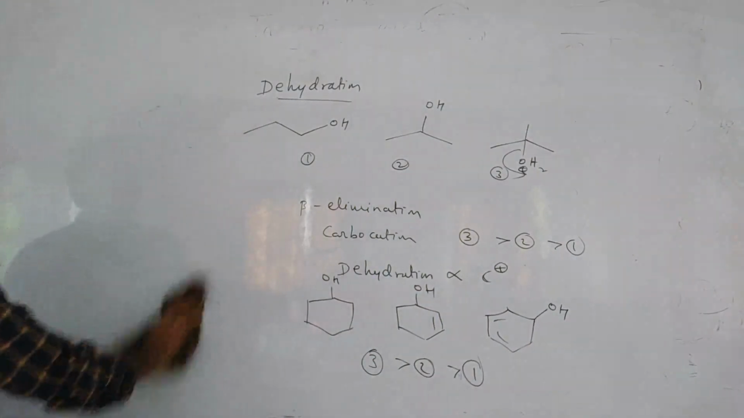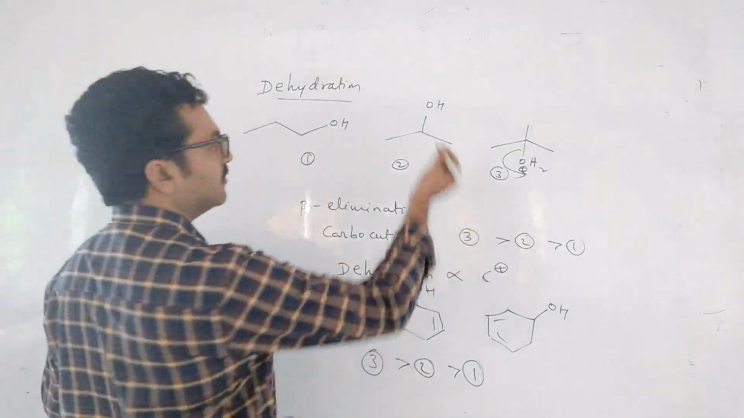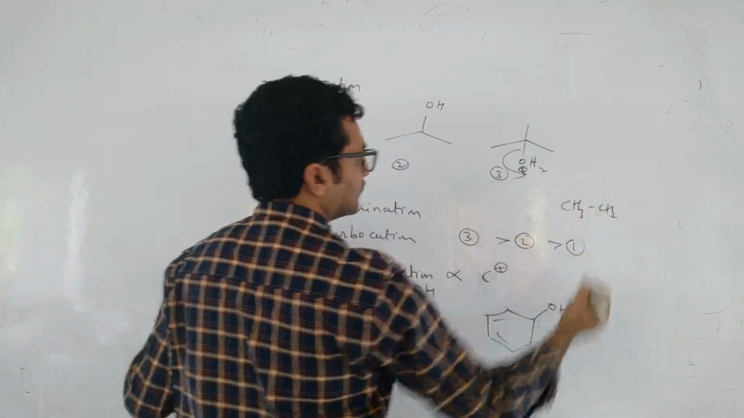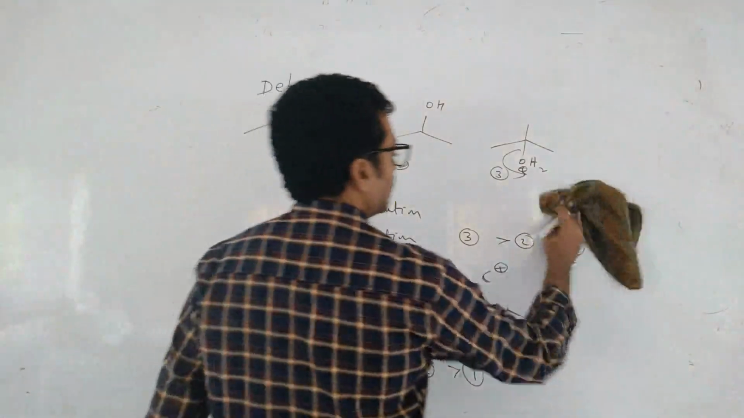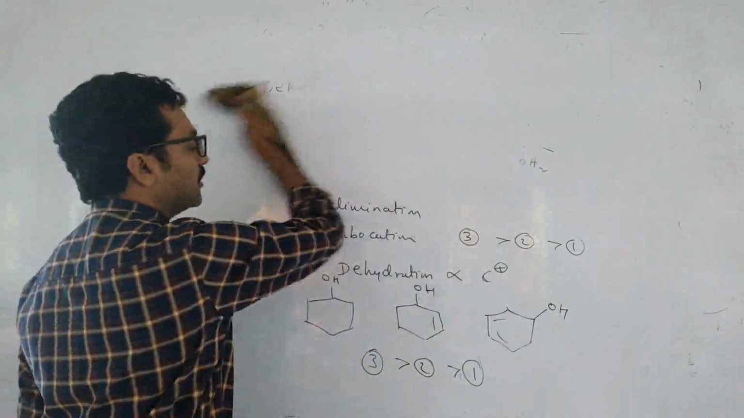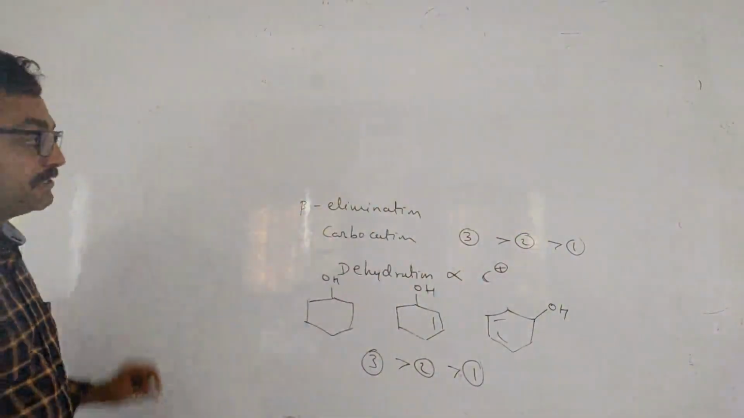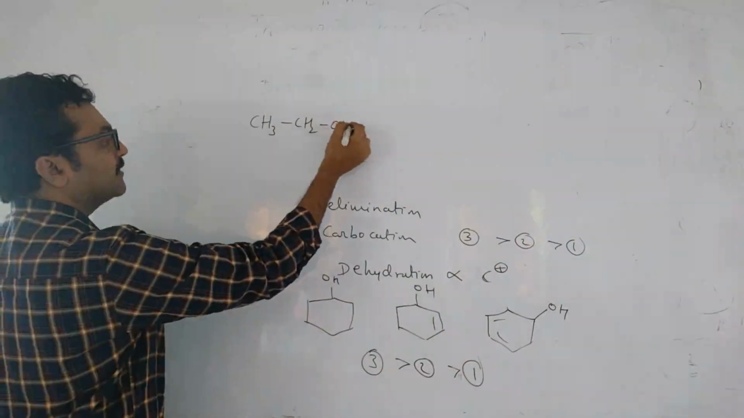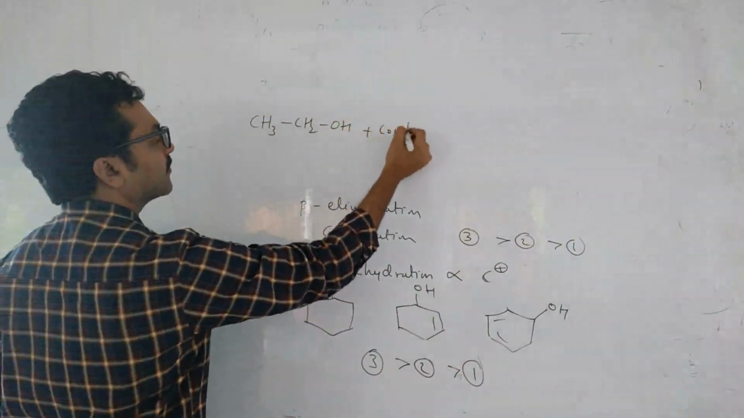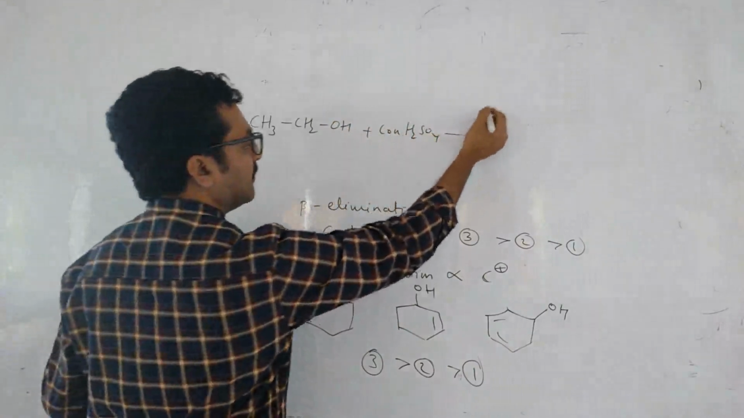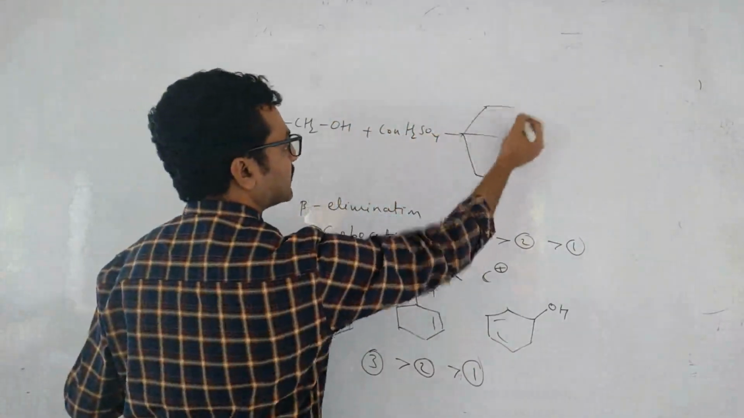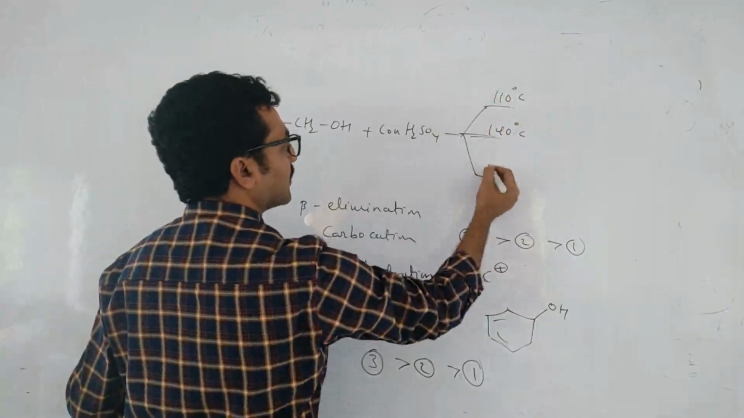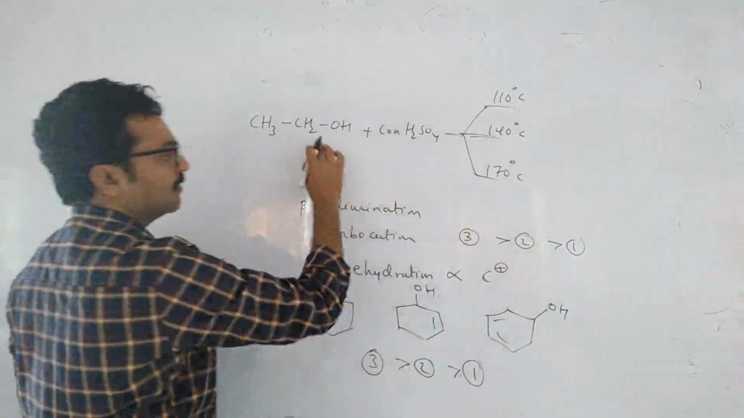Okay. And one more point I already told you, just recollecting. If I take alcohol like this, alcohol with concentrated sulfuric acid is temperature dependent. Did you remember that? Temperature dependent. It means every time elimination only, but the temperatures will change. At 110 degrees one product will come, at 140 one product will come, at 170 one product will come.